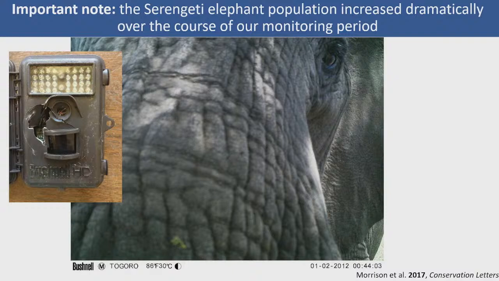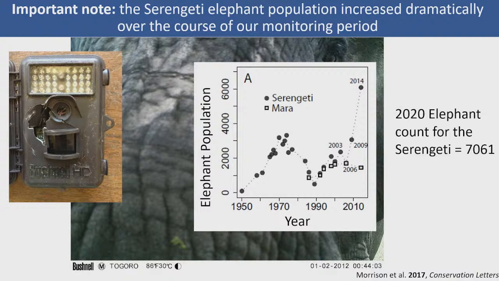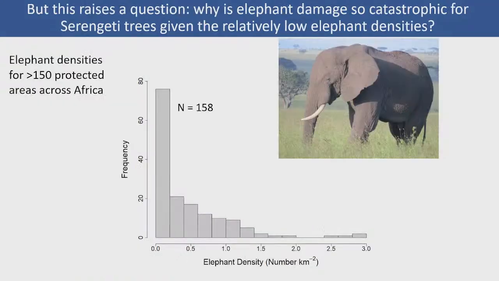The thing that I need to make you aware of is that the Serengeti elephant population has been increasing rapidly recently. So from 2006 to 2014, it went from just under 2,000 to over 6,000. And then the most recent count is somewhere around 7,000 elephants in Serengeti National Park. Okay, well, how is it? This raises a really interesting and important question.